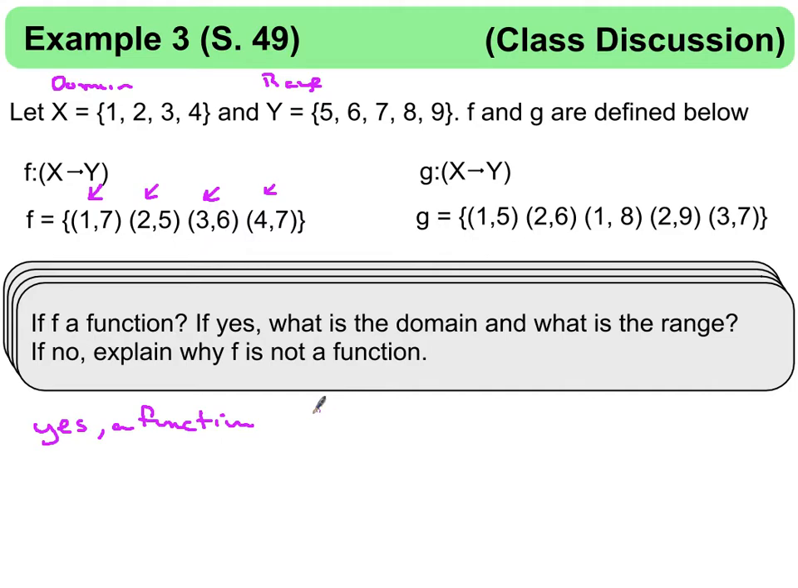If it is a function, what is the domain and the range? Well, the domain is the list of our X's, so 1, 2, 3, and then 4, and then our range is listed as our 5, 6, and then 7. Our range is those 3 values right there.